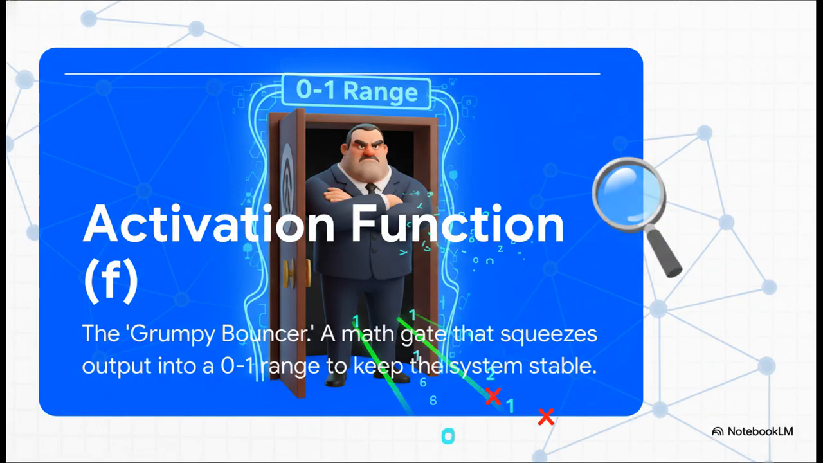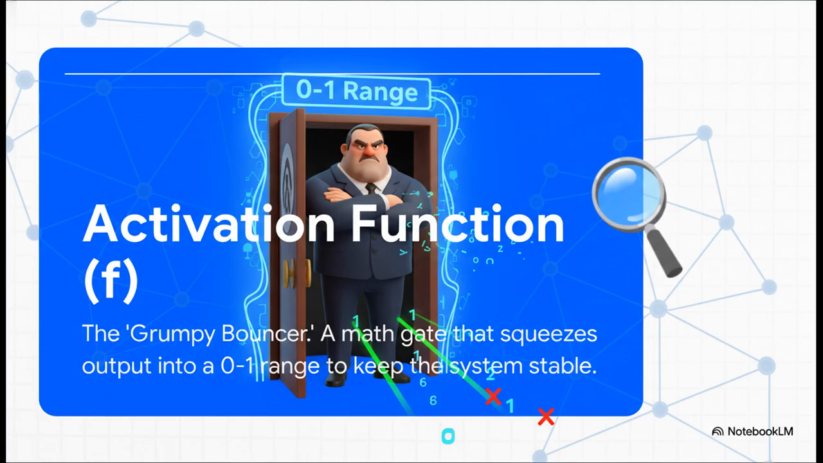Okay, and the last piece of the puzzle for our neuron is the activation function. I love this analogy. Think of it as a grumpy bouncer at a club. So all the inputs get added up, and that final number gets shown to the bouncer. The bouncer's job is simple. Is this signal a big deal? Should I let it pass on to the next neuron? Yes or no?